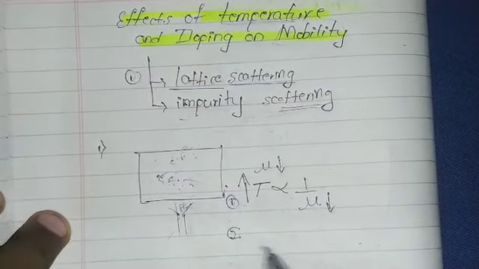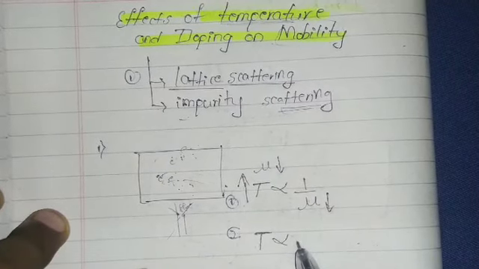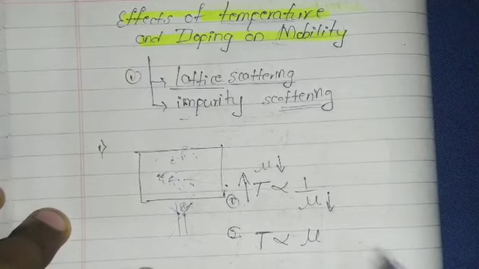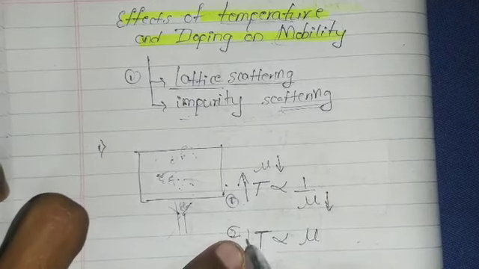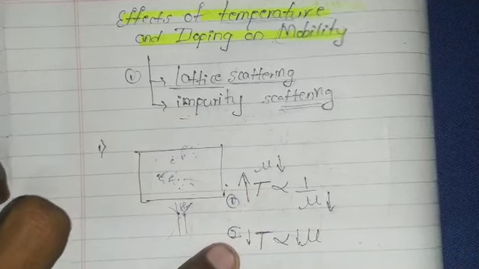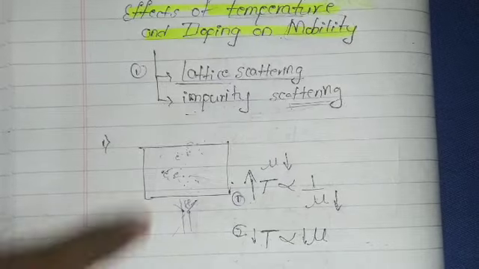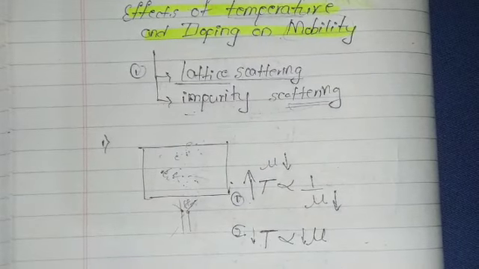Then in the second case, we can write that temperature is directly proportional to mobility. That means when the temperature decreases, the mobility also decreases. As it increases, the mobility also increases. But in the lattice scattering case, the temperature is directly proportional to 1 by mu. It is at the higher temperatures.